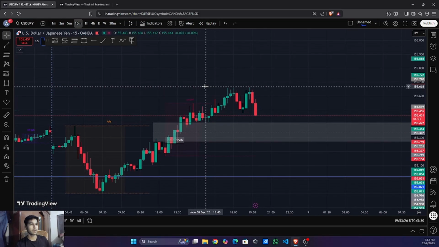Nice. That would be a good manipulation. Then we need a JPY 4 hour FVG and 3 minute break of structure. So that's the plan. Let's see.